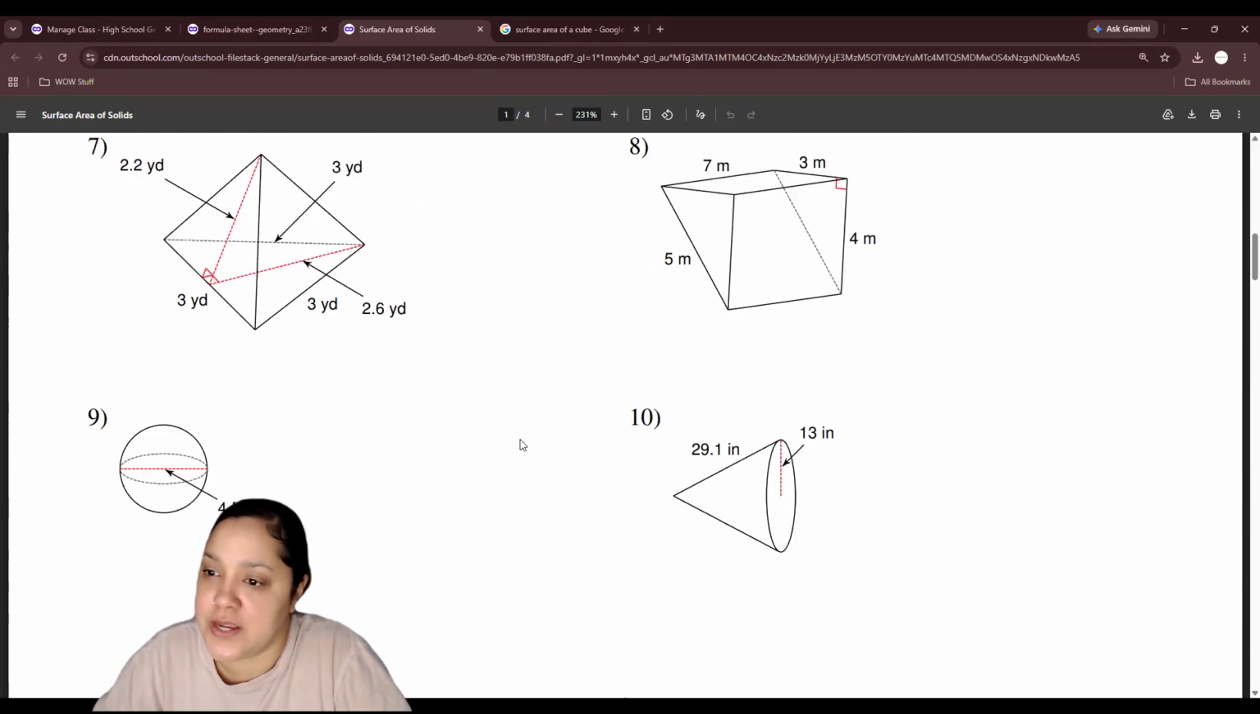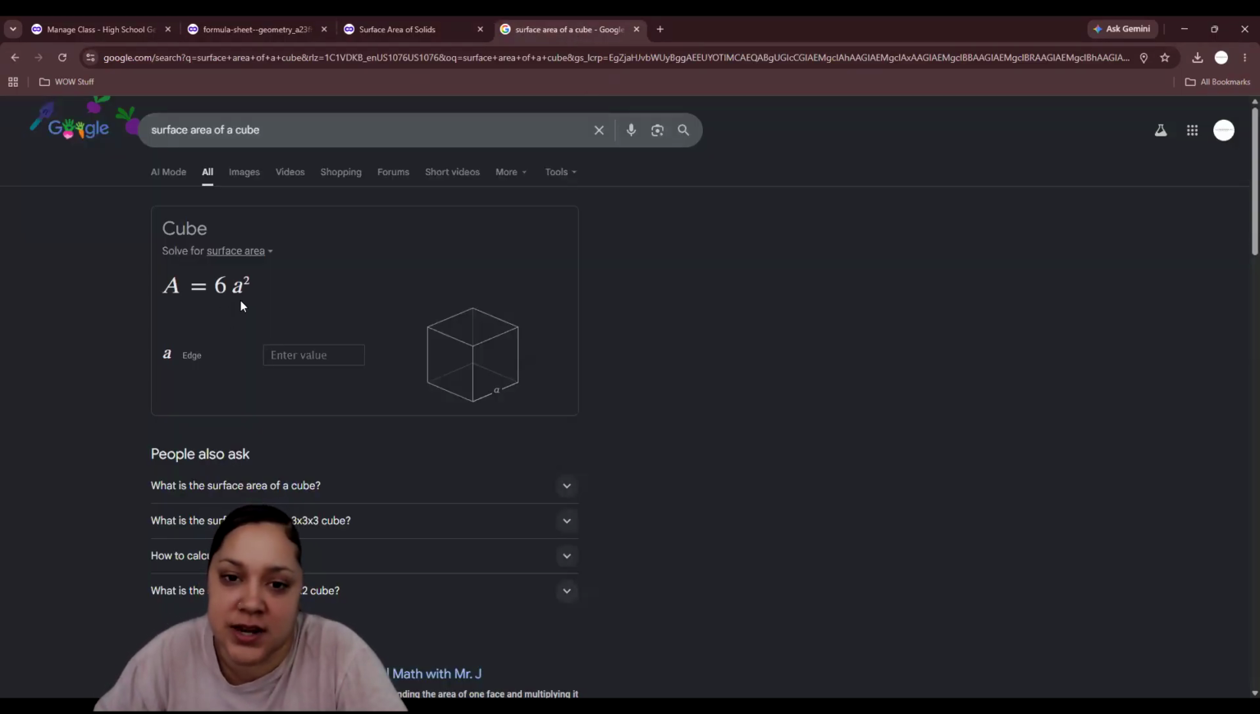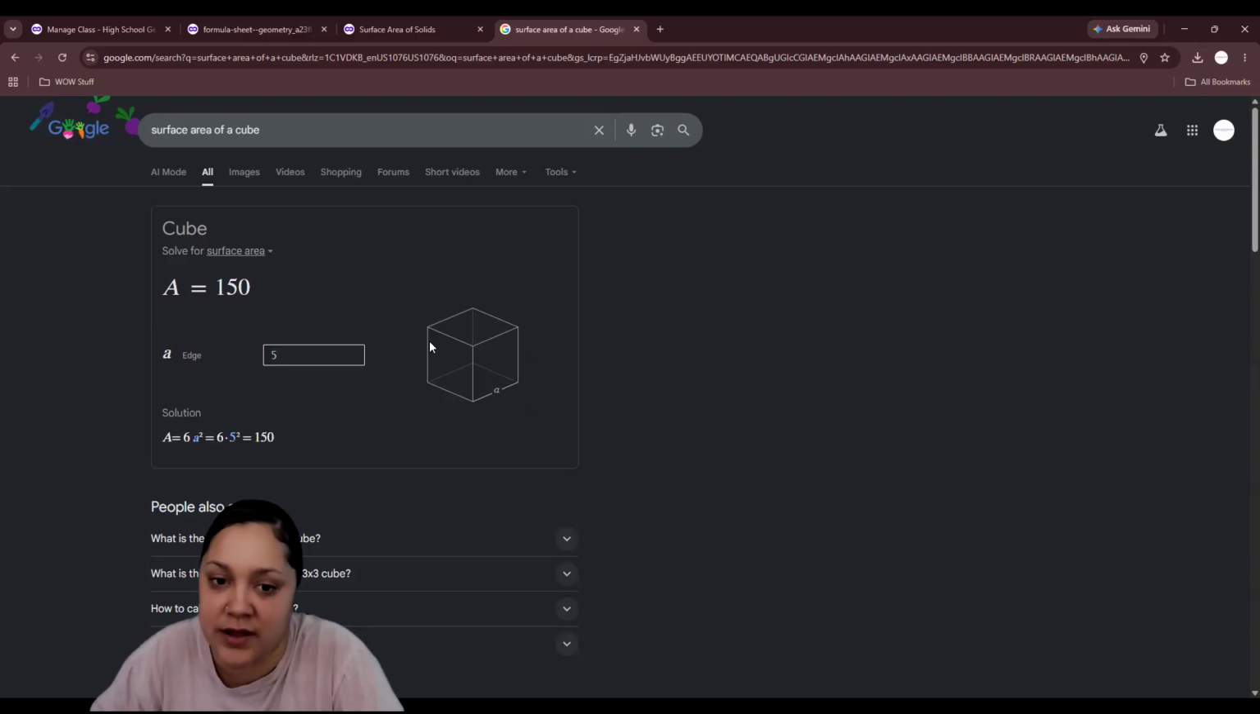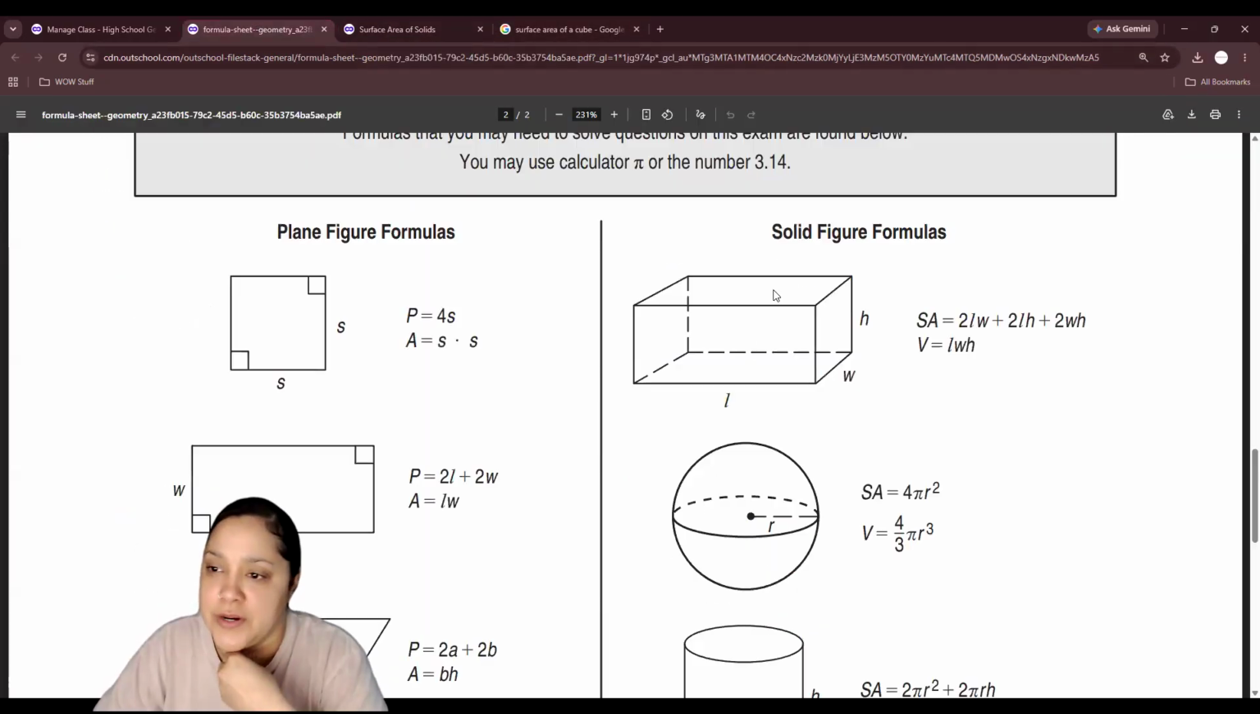But if you had a cube and it had all of the same sides, you would then do 6 times a squared. A is the length. So let's say the length would be 5. You would get 150, right? Because there are 6 sides. But it's a little different for rectangular prisms.